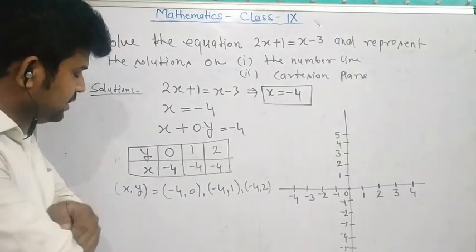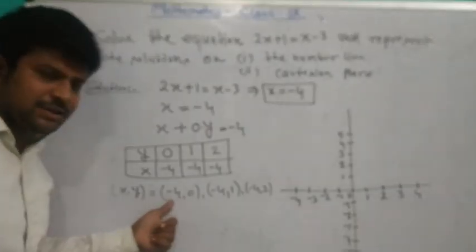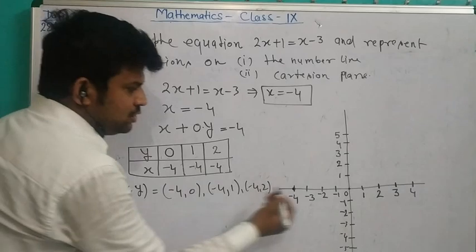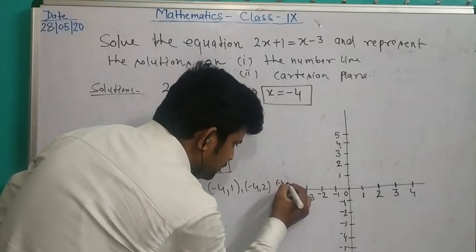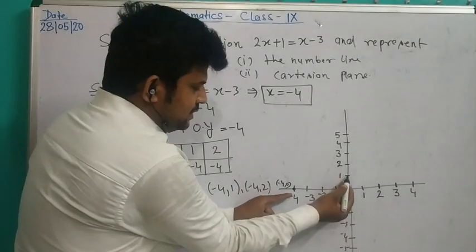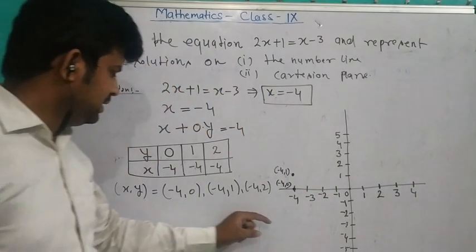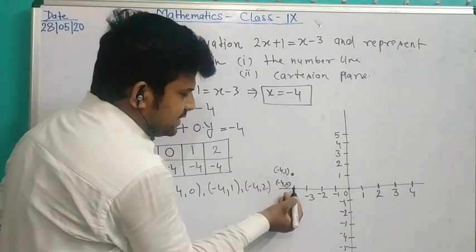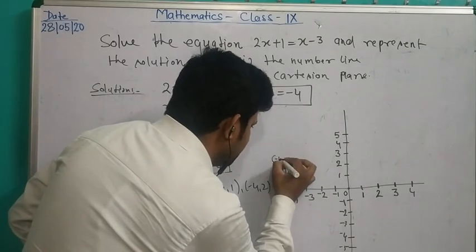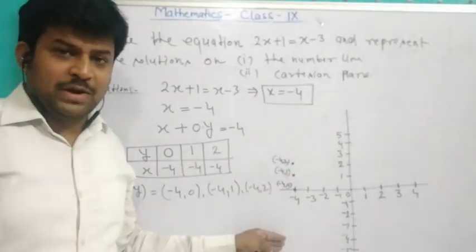Now we are going to plot these points. The first point is (minus 4, 0). Minus 4 means we take minus 4 on the x-axis, and on the y-axis 0. This point is (minus 4, 0). Second, (minus 4, 1): minus 4 and on the y-axis 1. Third one, (minus 4, 2): minus 4, the same, and on the y-axis 2. Next, join all points by a straight line.